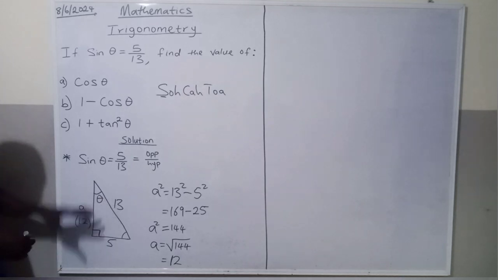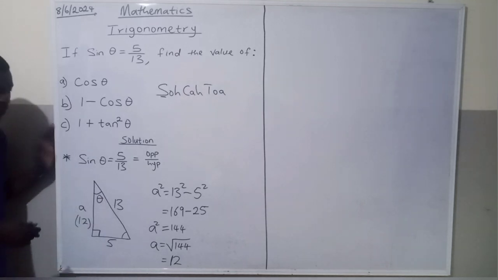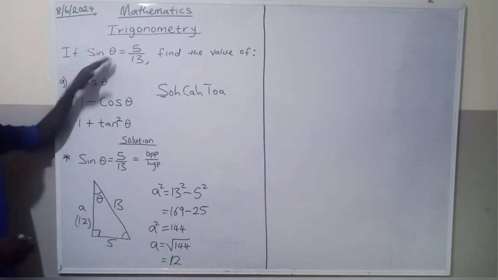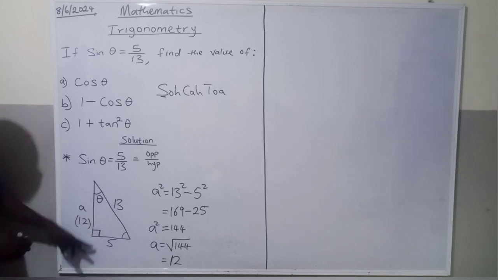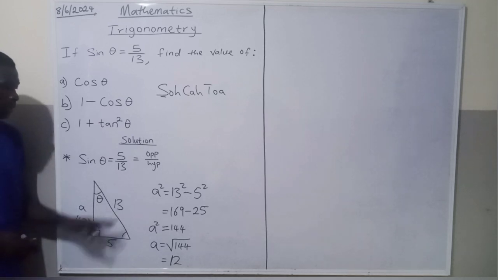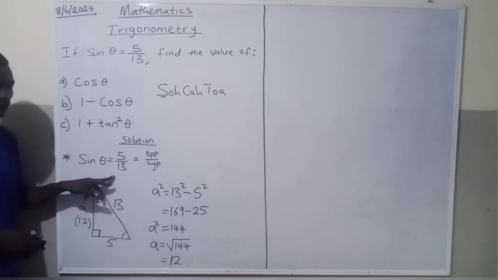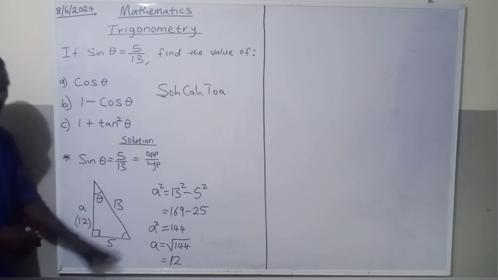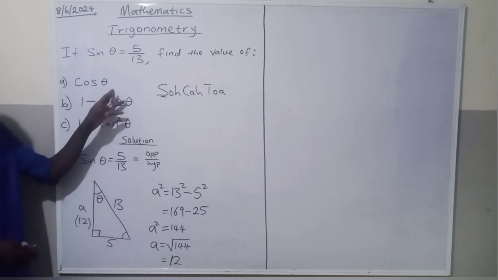Alright, so we'll now proceed to solving the questions. Firstly, when we are given this type of question, this is the first thing we need to do. We need to bring up the right angle triangle that works for the question that has been given to us. Then we complete the sides of the right angle triangle. Then we proceed to solving the question.